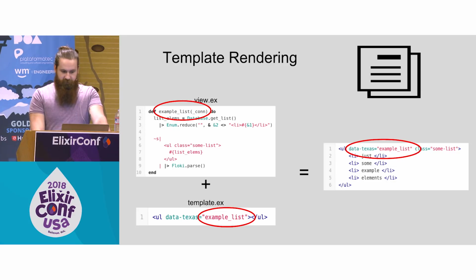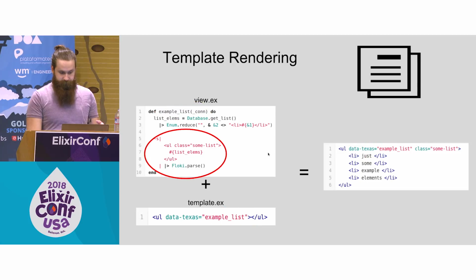So a couple interesting key points. My timer started. Fantastic. A couple interesting key points is that you'll see that inside the templates, the pure HTML, you've got an HTML5 data attribute, and that's telling us that example list is the function that I expect to be rendering out the dynamic parts of my application.